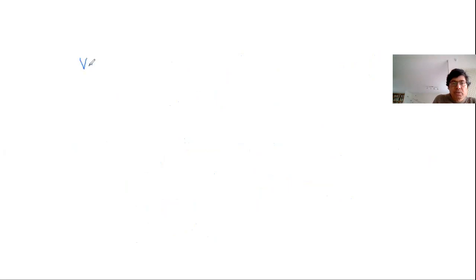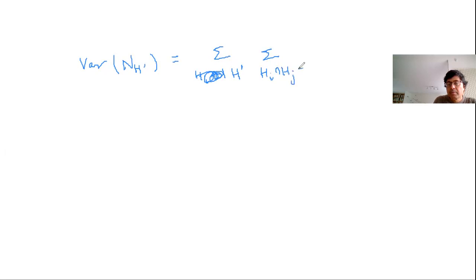So we saw that the variance of NH was the sum over all possible subgraphs H prime, the sum over HI and HJ intersecting in H prime of the covariance of chi HI and chi HJ.